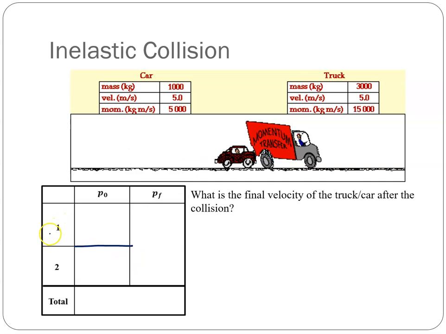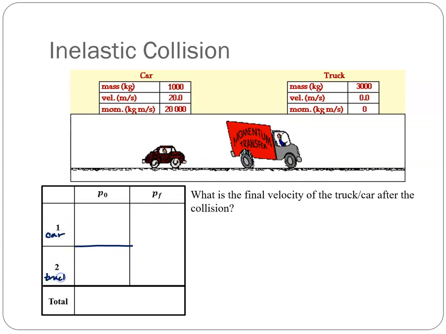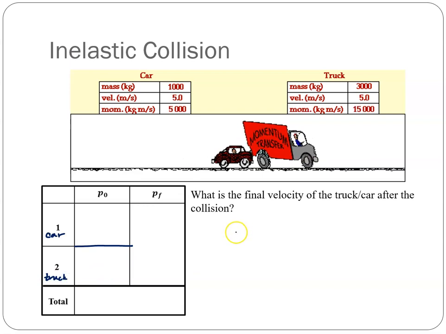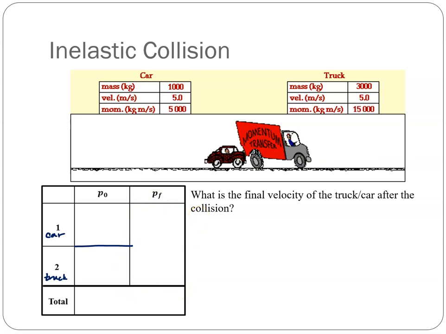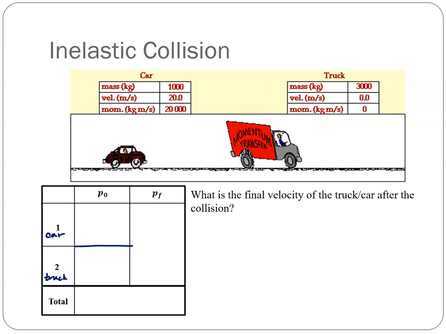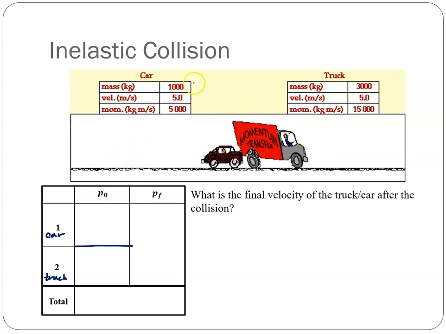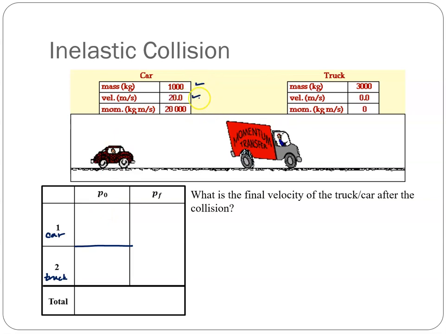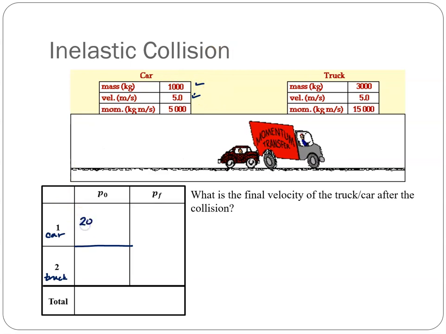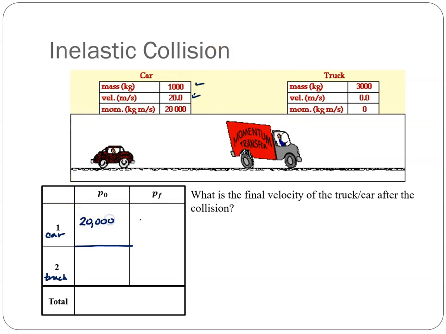Object 1 is going to be our car. Object 2 is going to be the truck. Now after the collision, we only have 1 object, so I just want 1 box. Now I'm going to put the momentums for the car and the truck in the box. The car has a mass of 1,000 and a velocity of 20. So the initial momentum of the car is 20,000 kilogram meters per second.